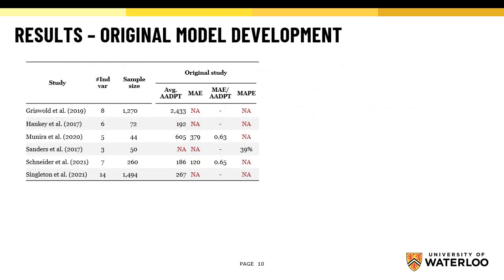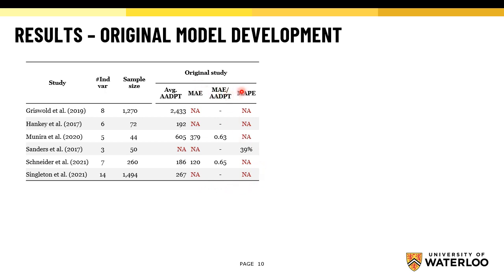Here we have the results. This first table summarizes the original model development. Here we have the six direct demand models that we selected. We have the mean absolute error for each of the studies when available. And here we have the indicator that we are using in this work, which is the ratio between the MAE divided by the average ADPT.